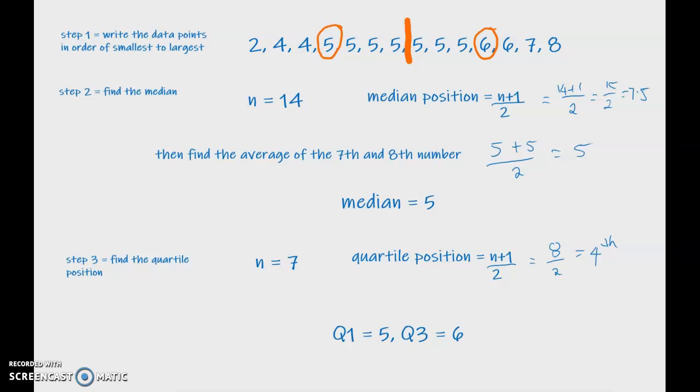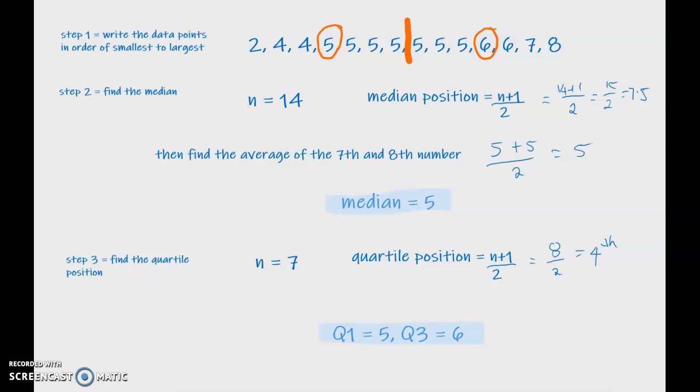So currently we've got 3 of our 5-number summary. We've got that our median is 5, and our first quartile is 5, and our third quartile is 6. And you can write first quartile as Q1 and third quartile as Q3. Fun fact, you can also write the median as Q2. But I want a 5-number summary.